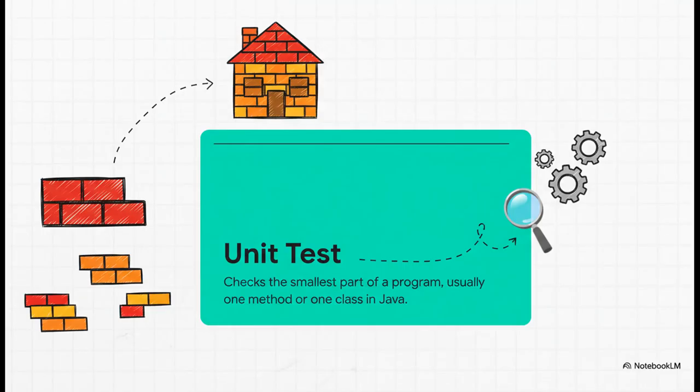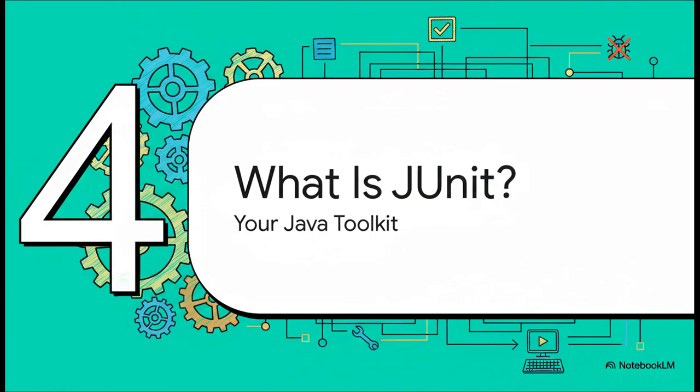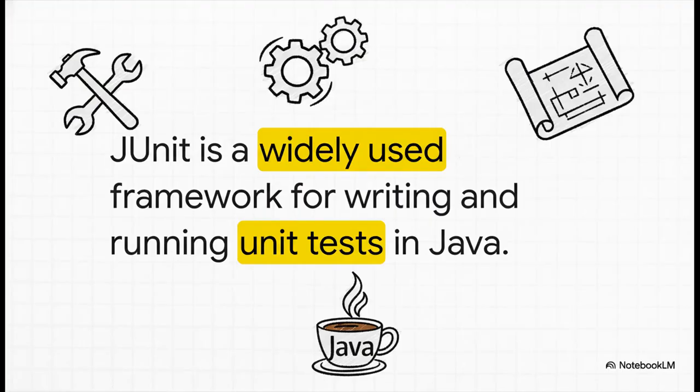A unit test is all about putting one tiny piece of your code, usually just a single method in Java, under a microscope. It's like checking every single brick to make sure it's perfect before you even think about building the wall. So how do we actually do this in Java? Well, the good news is we don't have to invent the wheel. The Java community has an amazing standard tool just for this. Let's meet JUnit. Honestly, it's the standard. It is by far the most popular, most powerful framework out there for unit testing in the Java world. It gives us all the structure and the special commands we need to write great tests, and fast.